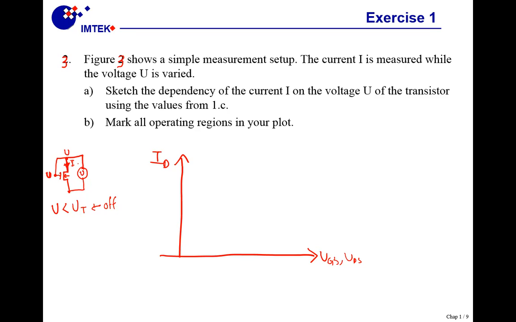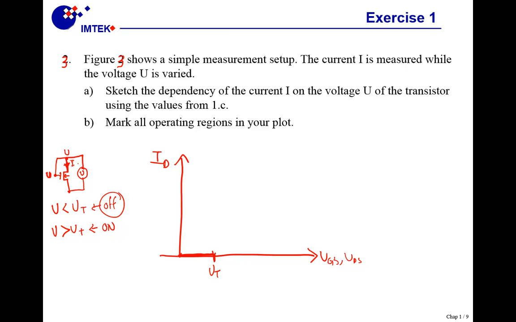Now, when U is larger than UT, our transistor is on. But first, I'm sorry, I'm going to go back a little bit to this one here. So we are going to define, let's say, a potential UT, and until this part, we have 0 current. All right? So this is our plot.